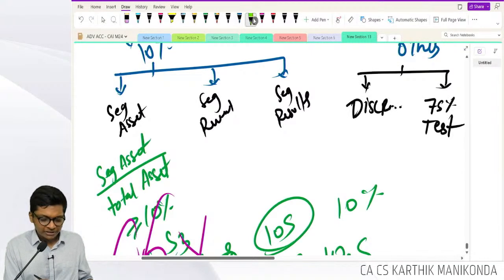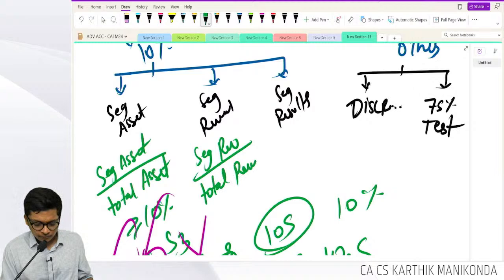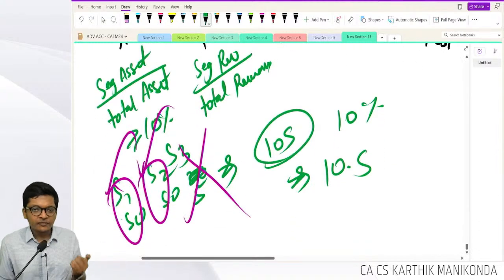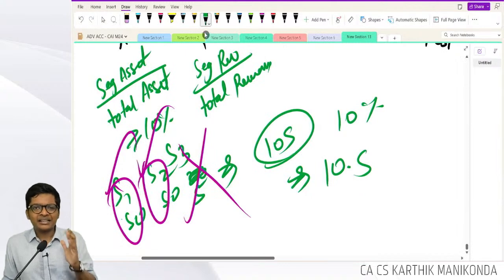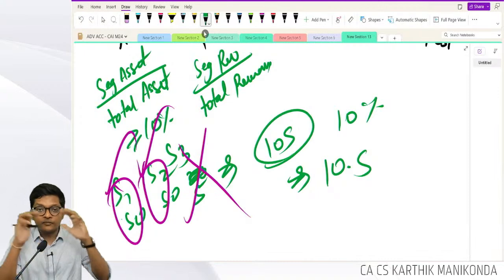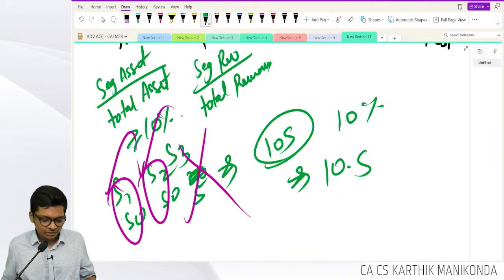Segment revenue also is simple, guys. Like you can predict, it's going to be segment revenue divided by total revenue. Same formula, assuming the same numbers, 50, 50, 5 is revenue. The revenue of each segment should be at least 10% of the total company, then I can report it. Are you following, guys? Okay.